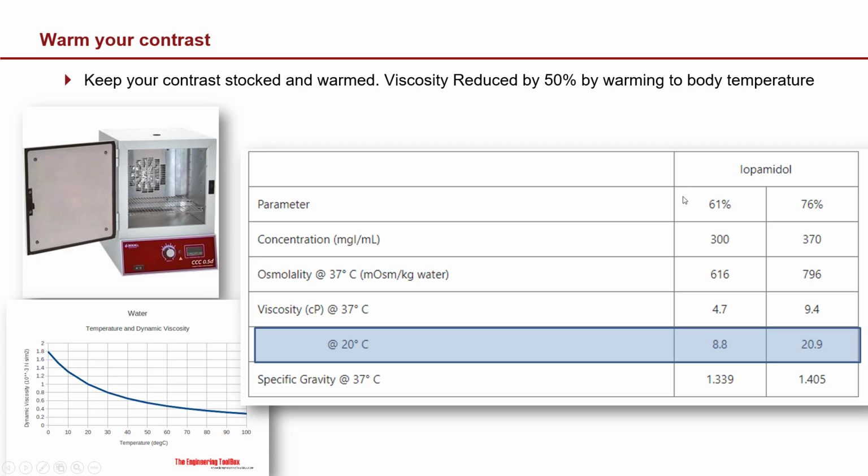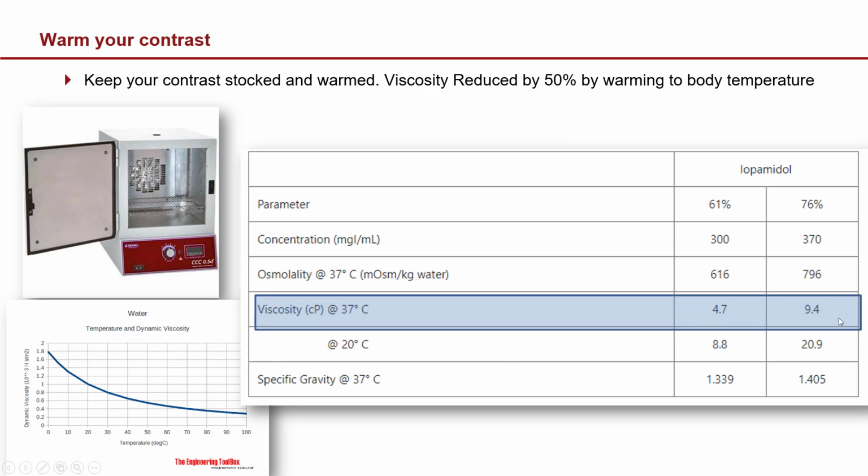So we have ISOView 300, which is 61%, and 370, which is 76%. And as we increase the temperature from room temperature, which is 20 Celsius, to body temperature, which is 37 Celsius, we can effectively change the viscosity and cut it in half. And that will lead to reduced injection pressure, so decreased patient motion due to discomfort of the injections. It'll allow us to inject a little bit faster. And so generally speaking, whenever you're injecting contrast, you want to inject body temperature contrast, or just under body temperature, to reduce some of the viscosity associated with this dense material.